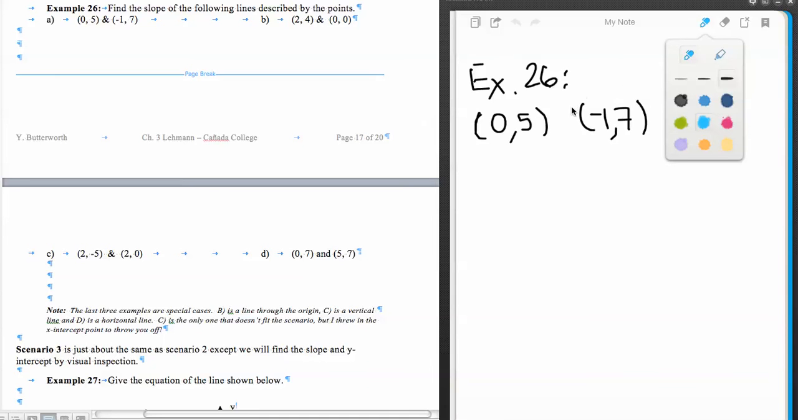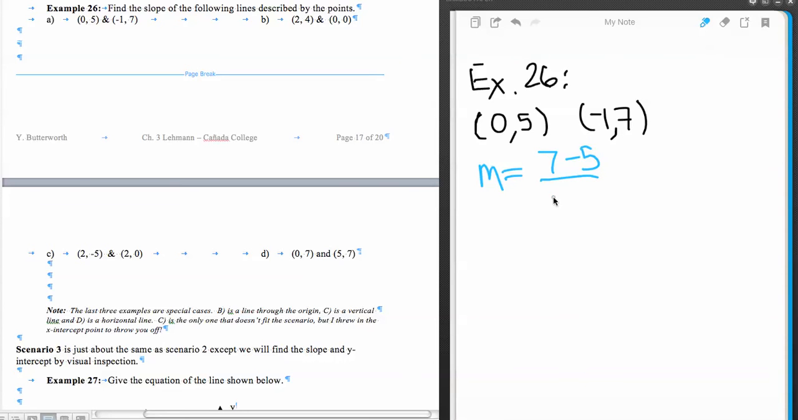Okay, next we're going to talk about, in section 3.4, how to find the equation of a line when we're given 2 points. Now, we're still talking about the circumstance where we are given the y-intercept, and we still have to be able to recognize that. So our first step when we're given 2 ordered pairs is to find their slope using the slope formula. So y2 minus y1 over x2 minus x1.